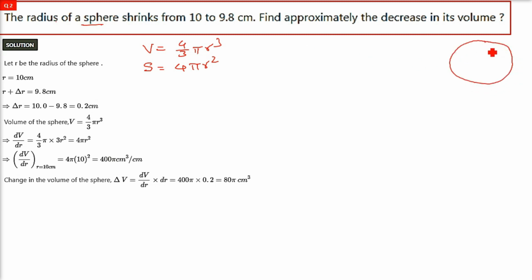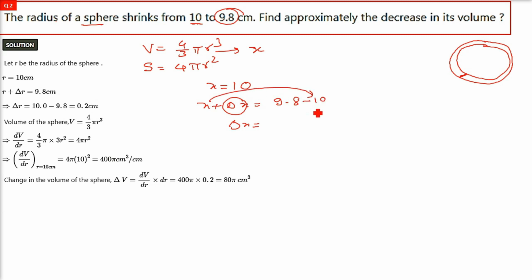The initial is 10. When you add delta x, it will be 9.8. You can start with x, you can call it r, it's up to you. I'll start with x and later change it into r. X is 10, x plus delta x is 9.8. So delta x can be computed as 9.8 minus 10. But you don't have to use a negative one. Please assume, because the question is asking approximately the decrease in volume, so we are talking about decrement. We are calling it shrink, we are calling it decrease, so we don't have to use a negative sign. So delta x is now computed.